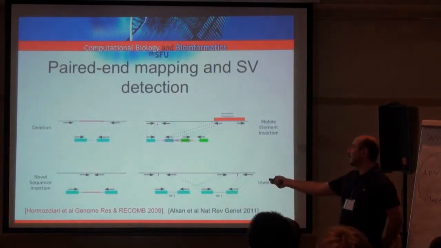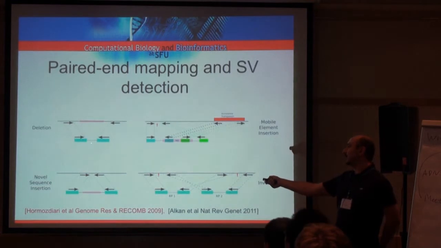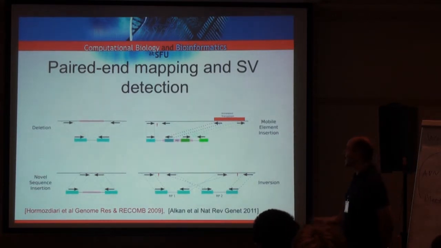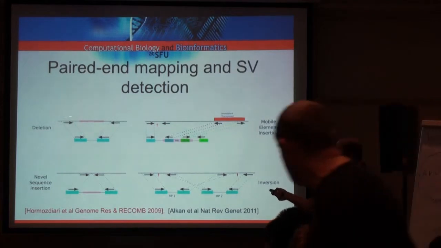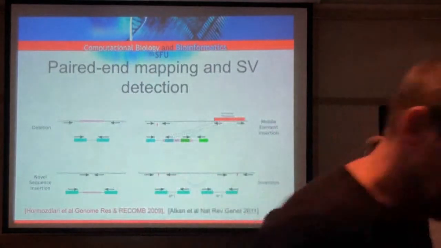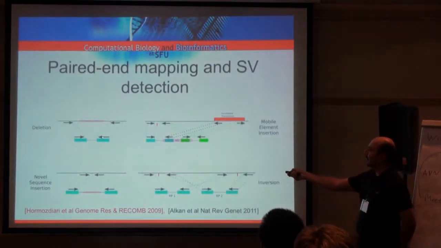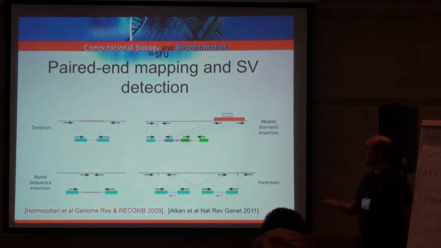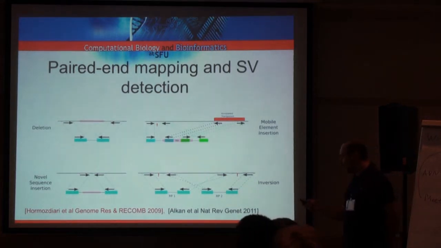An example is here. Suppose that I have this read coming from the donor genome. If they map to the reference genome such that the distance between them increases, clearly there's a segment here in the reference genome that is missing from the donor genome. So there's a deletion in the donor genome with respect to the reference. You can come up with similar rules for novel sequence insertion, inversion, and so on.